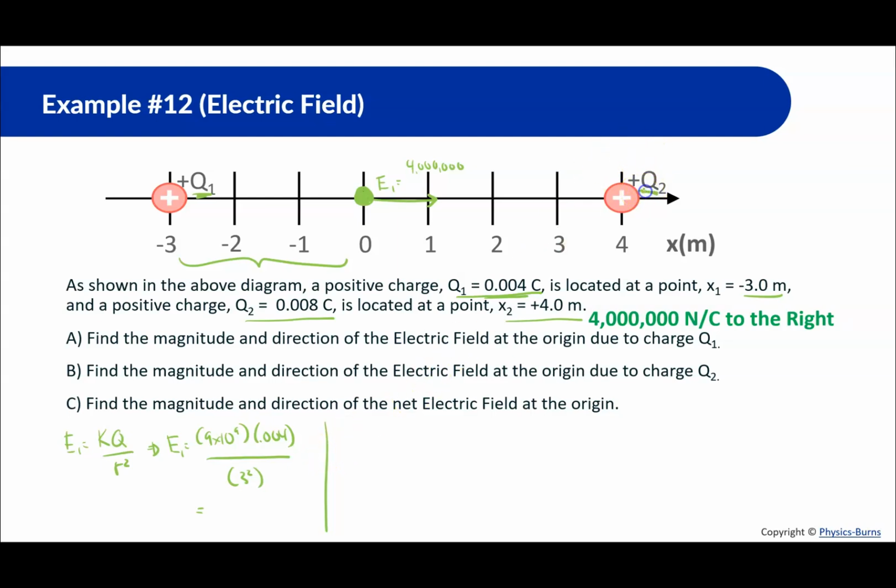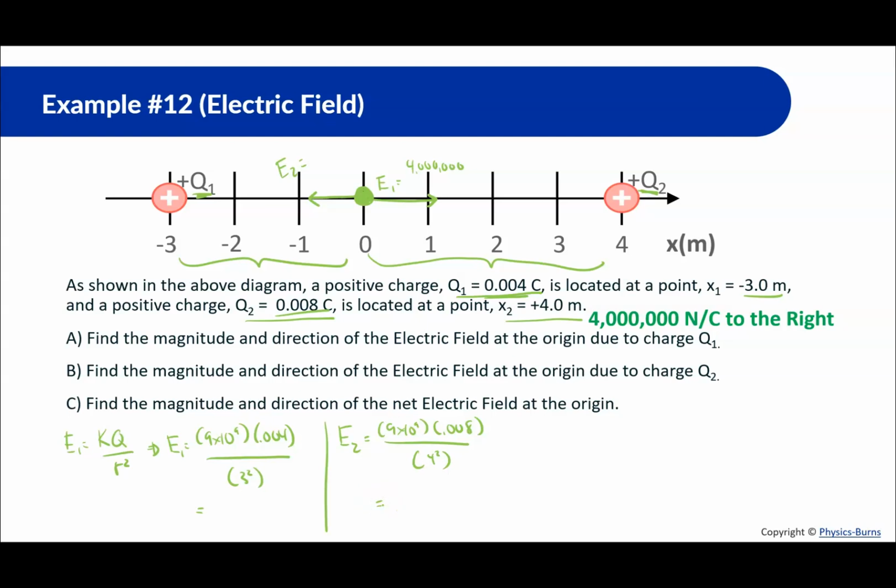Okay, Q2 is also positive, so at the origin it's going to emit an electric field that's going to the left. I don't know how much, but that's what we're going to find out right now. So same formula, E2 is going to be equal to K, which is 9 times 10 to the 9th. The charge, which is 0.008, so it's stronger charge than Q1, but it is further away. It's 4 meters away, so 4 squared.